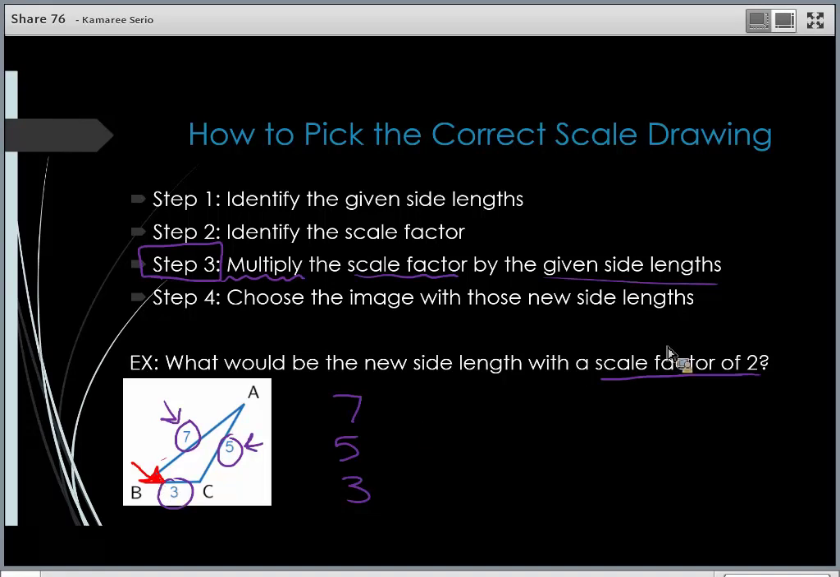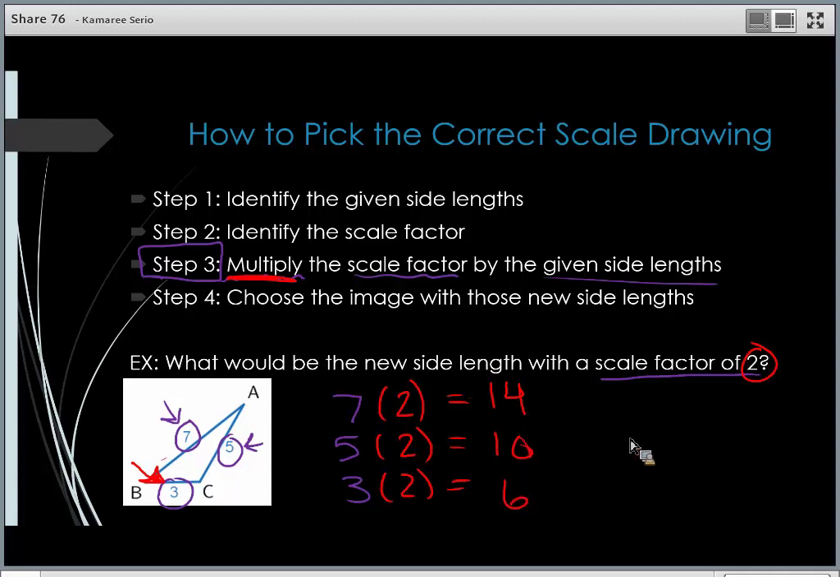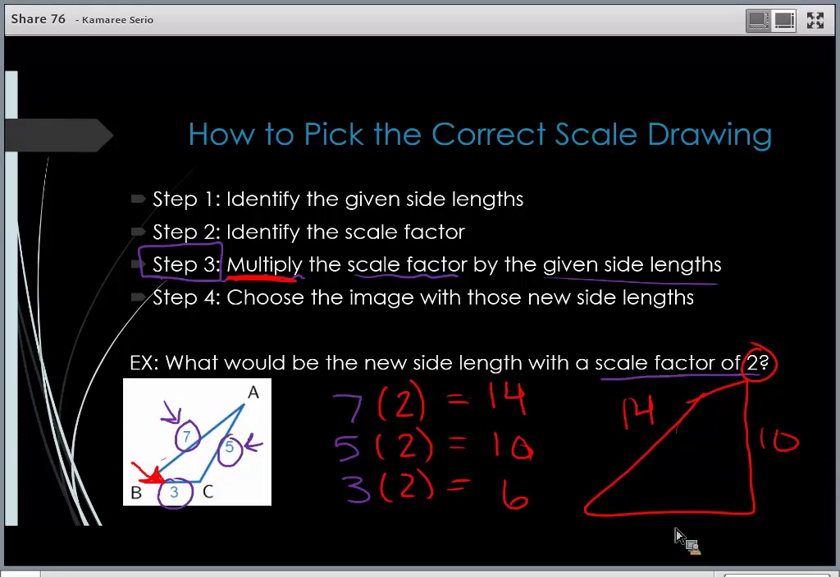That's fine. Since my scale factor here is 2, I need to multiply. So I'm going to multiply every single side length. You have to multiply every single length that you are given. If you have a square, you're going to multiply each side by the scale factor, so you multiply 4 total things. If you have an octagon that has 8 sides, you're going to multiply 8 different things by the scale factor. So here, this would give me 14, this would give me 10, and this would give me 6, which means that my new triangle would have side lengths 14, 10, and 6 down here at the bottom.